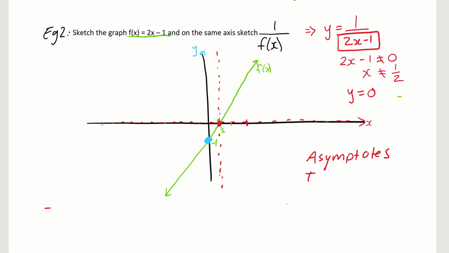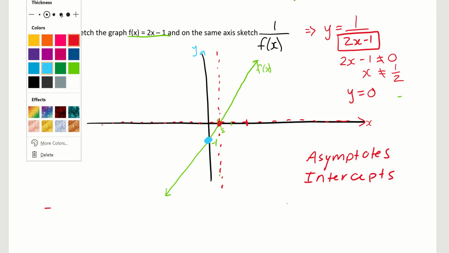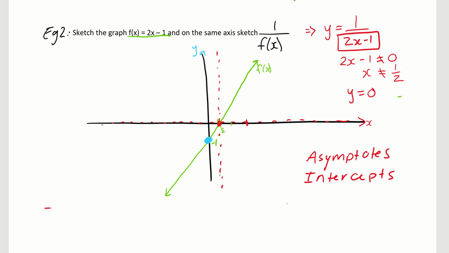The next thing I want you to check for is any intercepts that your reciprocal function has. It has no x-intercepts because it has an asymptote on the x-axis. But let's check for y-intercepts. We can find a y-intercept by making x 0. So if I make x 0, I get the answer of y equals negative 1, which tells me my reciprocal function passes through at negative 1 on my y-axis.